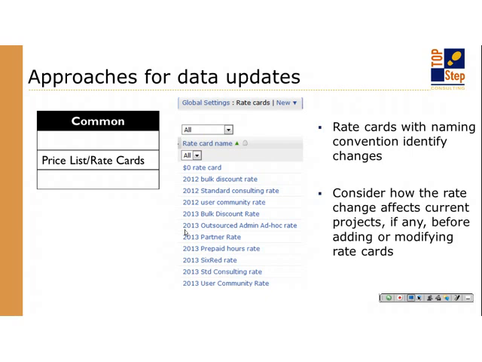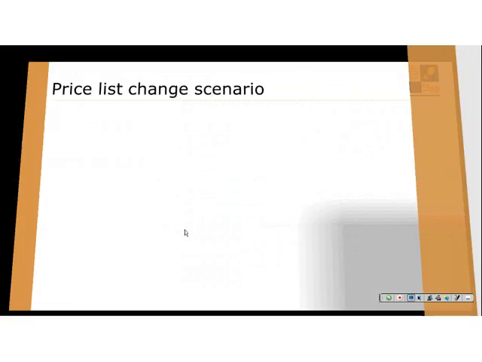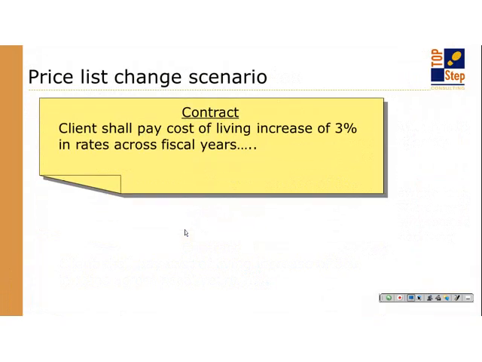So I thought I would give you guys a little example to chew on. Here's a contract, for example. The client shall pay the cost of living increase of 3% in rates across fiscal years. So in 2012 they had a rate of $150 per hour, and in 2013 that automatically goes up 3%, and it goes to $154.50. Okay, so now you have an automatic increase that has to happen in the system.